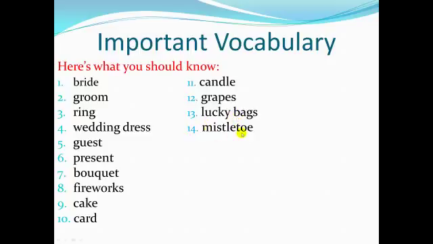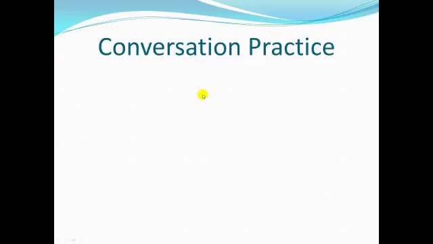And mistletoe is a type of plant that people usually kiss under. You hang the mistletoe up above the doorway or up on the ceiling, and people who get underneath the mistletoe usually have to kiss each other. Okay, so there you go. Those are your vocabulary words for Unit 5.